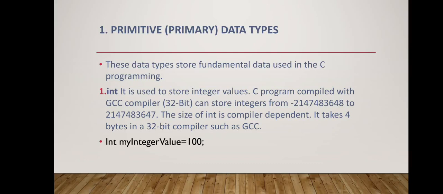Int. It is used to store integer values. A C program compiled with a 32-bit GCC compiler can store integers from -2147483648 to 2147483647. The size of int is compiler dependent. It takes 4 bytes in a 32-bit compiler such as GCC. Int. My integer value is equal to 100.